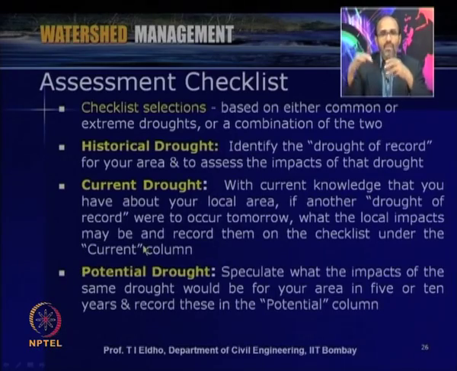So, that way we can come up with a checklist with respect to the drought when we look into the drought impact assessments, and then with respect to conditions like severe, moderate or low impacts, or we can put it with a historical drought situation, current drought situation, or the area's potential drought situation.